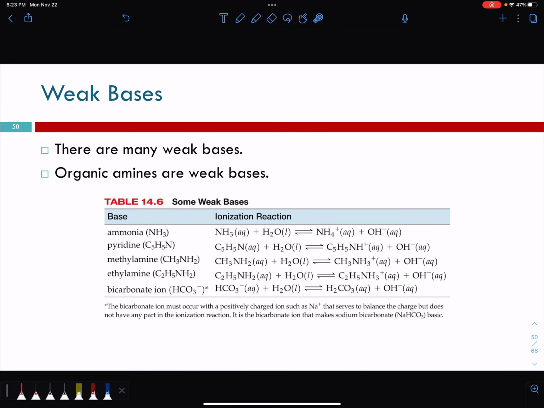There are a lot of weak bases. Organic amines, so meaning mostly carbon compounds that contain nitrogens. So all of these, so NH3, pyridine, which is C5. So basically, those are all carbons, these are all hydrogens. It has, in some ways, the same structure as NH3. I guess it's got 3 hydrogens on it. But each of these can pick up another hydrogen, and that's how they're forming bases.